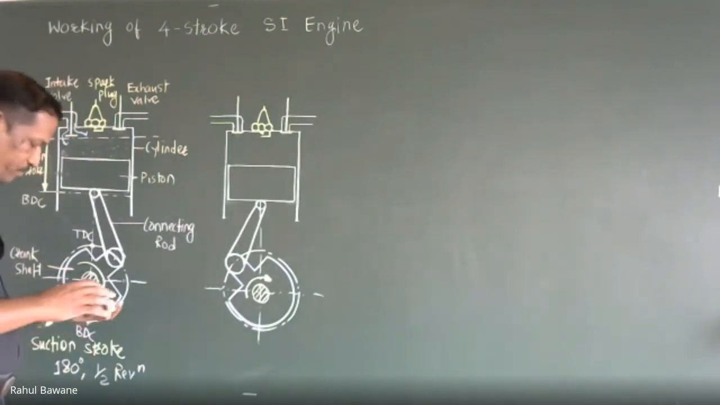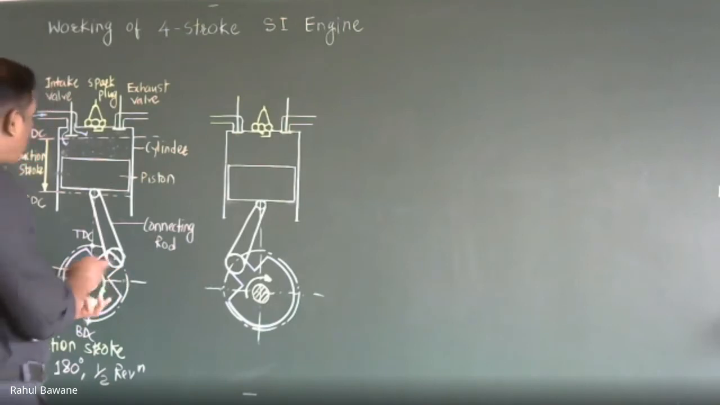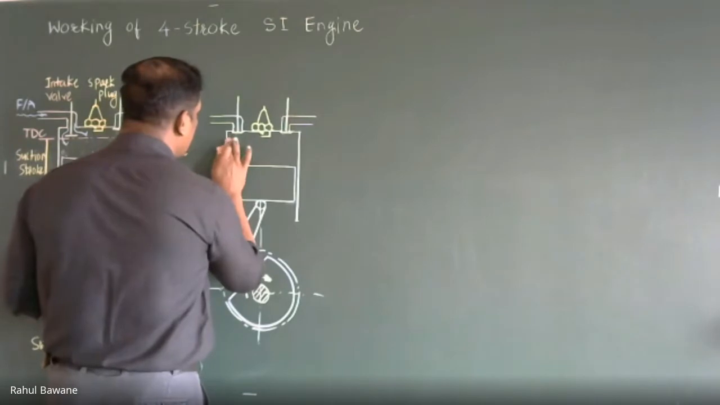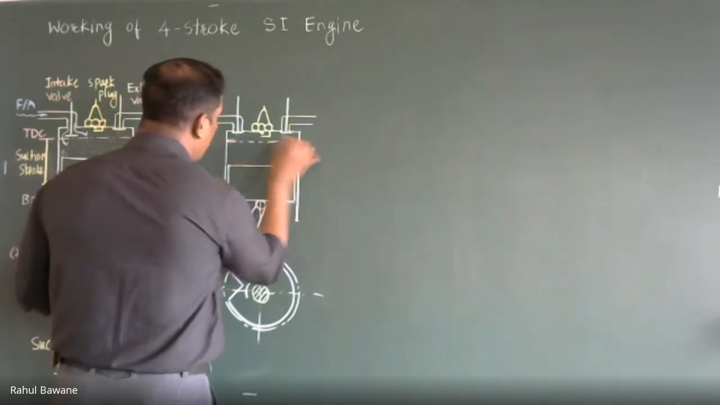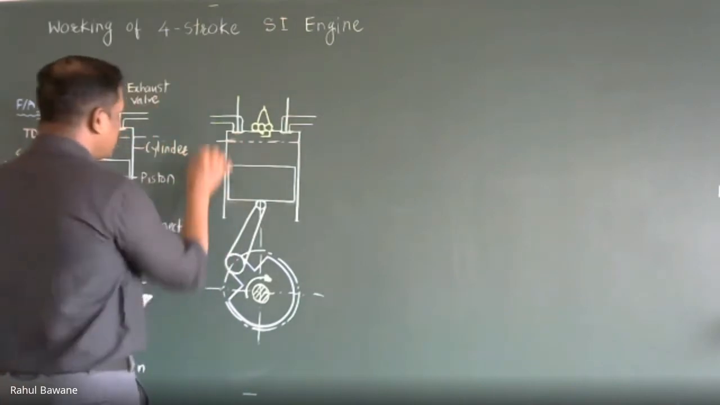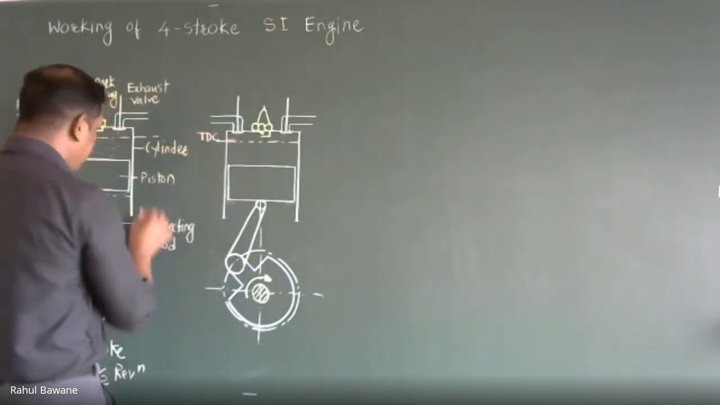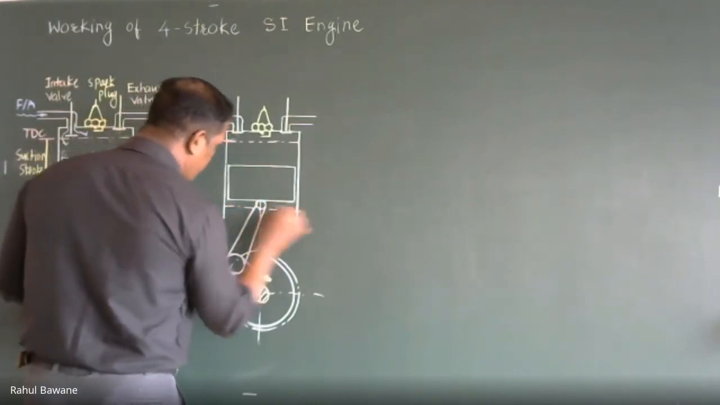Now here, somewhere at the top, it is called top dead center. That is where the piston cannot move beyond this limit. This is top dead center, the extreme top position of the piston, and somewhere at the bottom, this is bottom dead center.